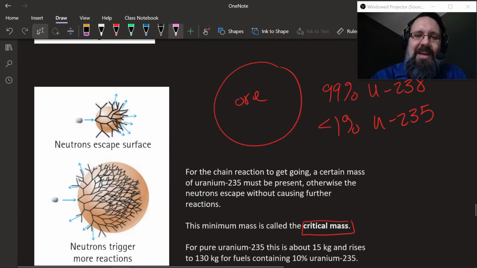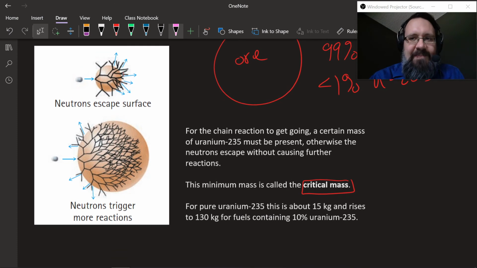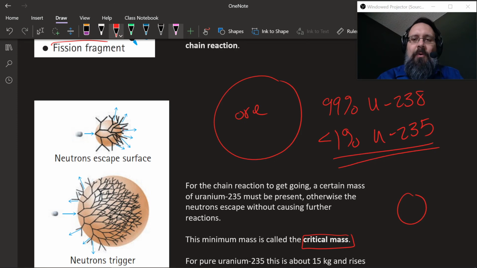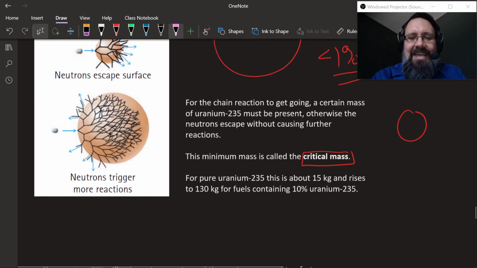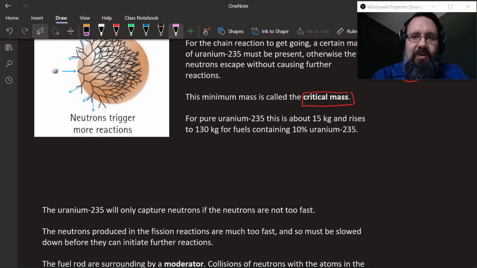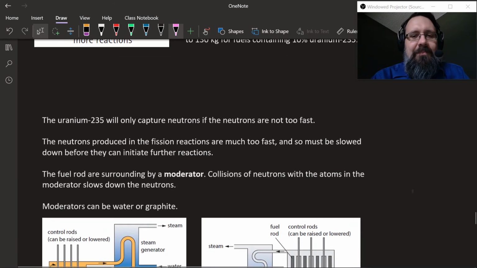If it was 100% uranium-235, it would be 15 kilograms, about a basketball. Imagine a basketball-sized chunk of uranium. That would be a critical mass. If it's only 10% uranium-235, which is 10 times more than natural uranium, then it would take 130 kilograms. So you can see you have to refine, or enrich, the uranium up to a certain amount of 235 before it'll actually reach a critical mass that you can use in a reactor.